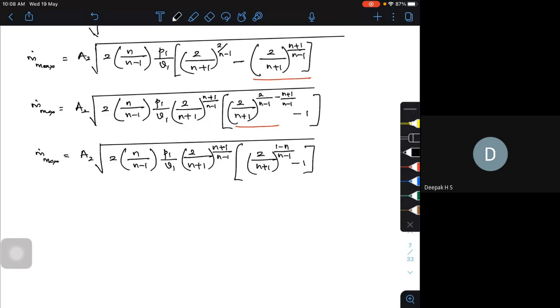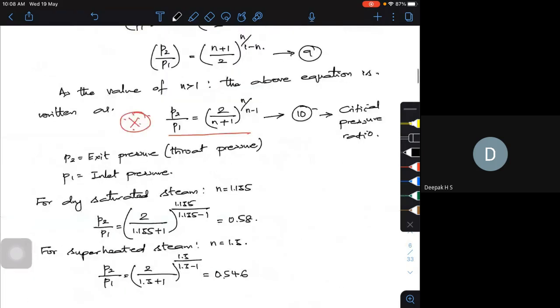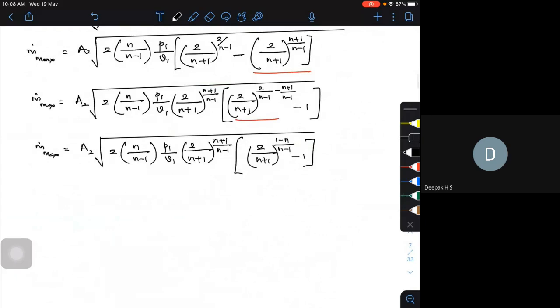So this itself may be equation number 11, where you have taken 2 by n plus 1, which is outside, to the power of n plus 1 by n minus 1, and you have this expression in terms of 2 by n plus 1. Or further simplification you can do.